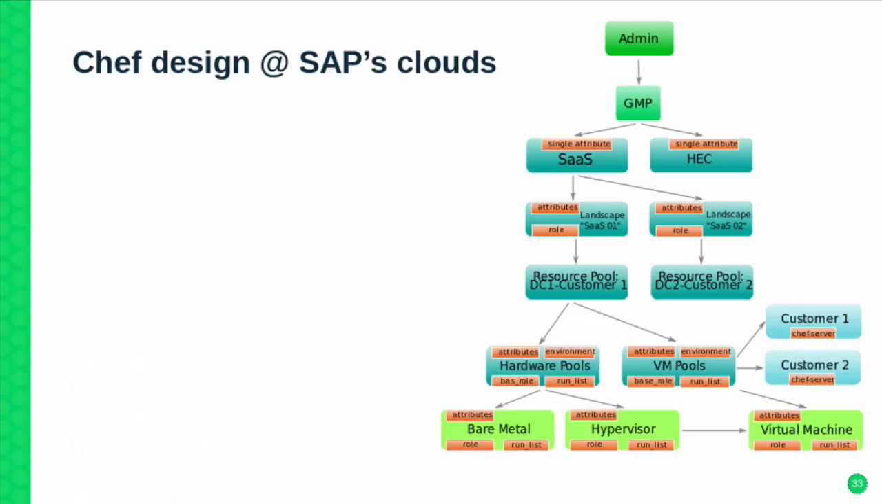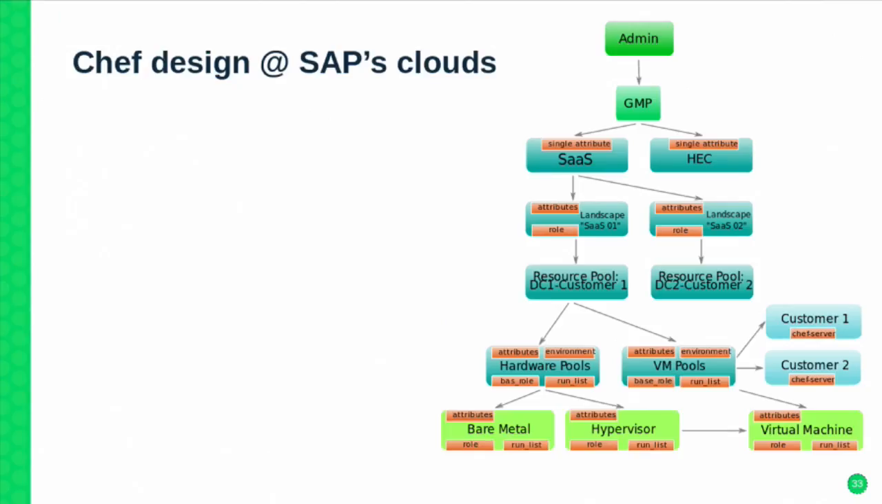So how does it look now? Yeah, I know it's hard to read. So let me talk a little about it. We've again got the admin, who is interacting with GMP. Then we've got the separation between SAS and HEC. And I think you can read that there's a single attribute, it's just set to make the differentiation between SAS and HEC. Next, we've got again our landscapes, which have some attribute roles where all the DNS, NTP, LDAP servers, and all those infrastructure-related things are stored.